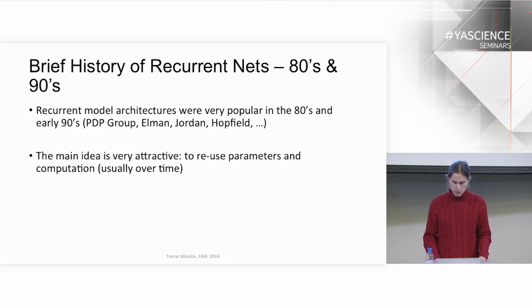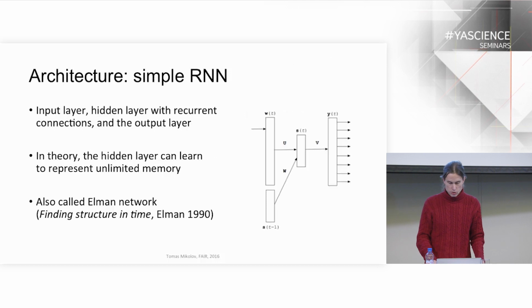Maybe because the main idea is very attractive: to reuse parameters over time and model sequences with a very simple architecture. It usually looks something like this in the old papers. For example, from Jeff Elman, there's basically just some input layer that represents the current feature, and there's a hidden layer that does some nonlinear computation that also sees its own previous state from the previous time step, and then there's the output layer. So the recurrence is the whole magic of this model that allows the model to create some kind of memory, which is represented by the state of the hidden layer.